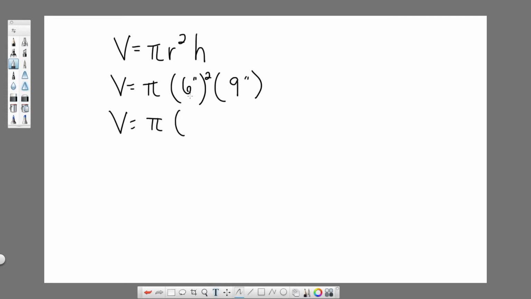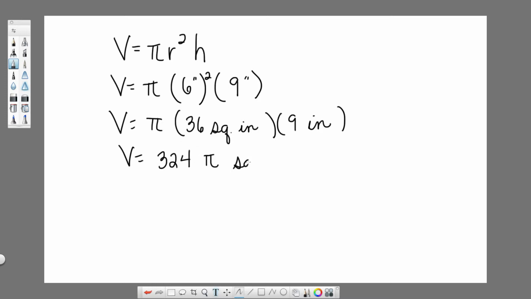When I square 6, I get 36. When I square inches, I get square inches. And I'm going to take that times 9 inches. When I work this out, 9 times 36 is 324. I have times pi square inches. So punch that into your calculator and you should come out with approximately 1017.36, this time it's going to be cubic inches.